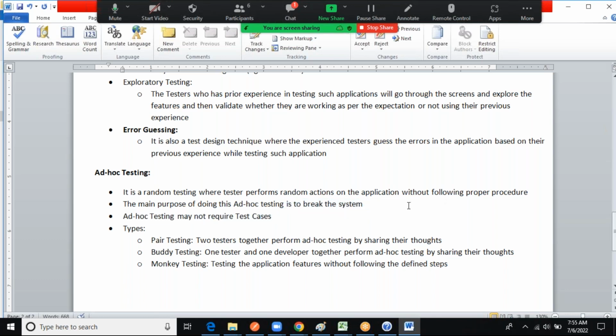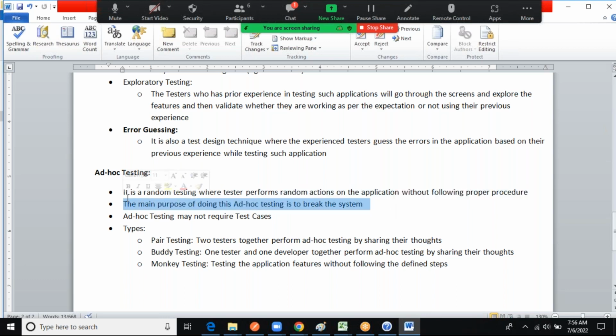It's not that breaking means you are producing unexpected issues. If the application is responding or behaving very weirdly, those things are nothing but you breaking the system. You are not breaking it; that is the existing defect in the code that you are identifying by doing this kind of random testing. Understand?